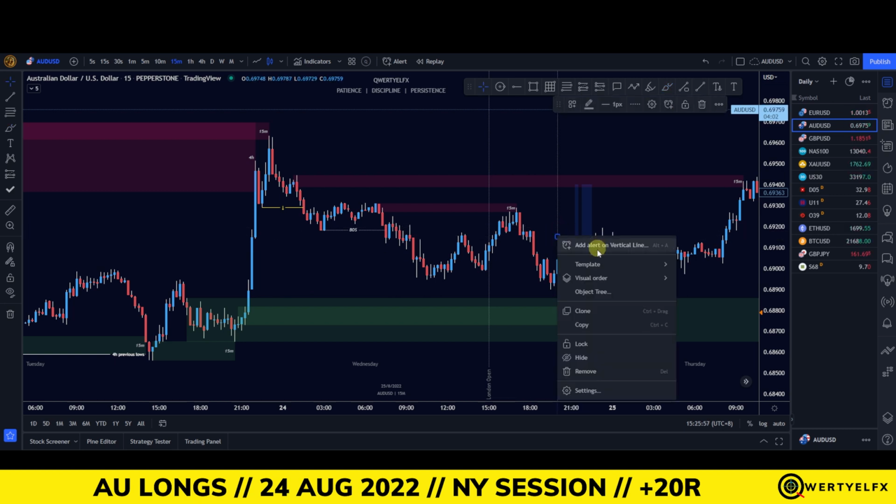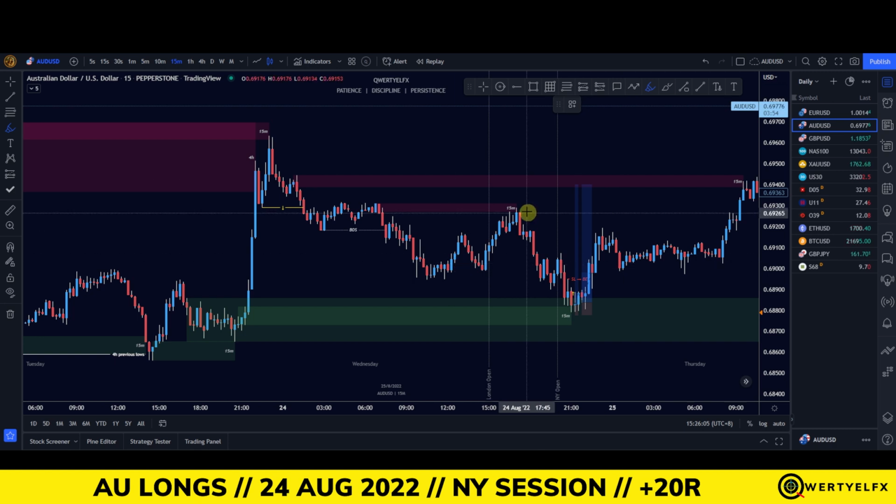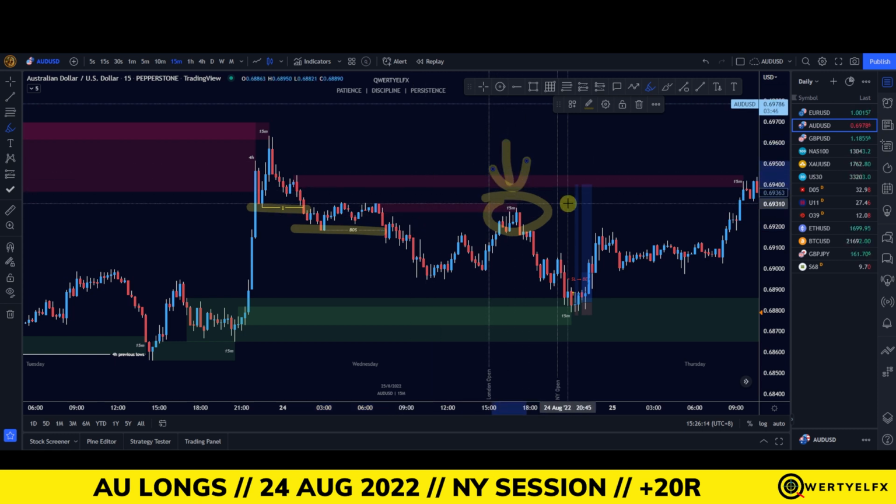So I did not take the shots during the London session, but I was looking for longs, same as EU and GU during the New York session. But the same thing applies. You can see that we still continued to BOS over on the Asian session, and then this was the extreme 15-minute sell zone that price respected.